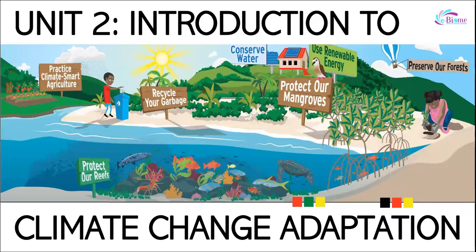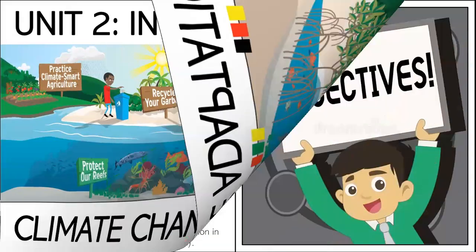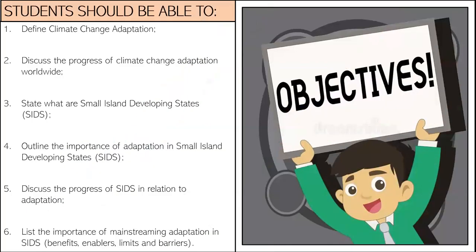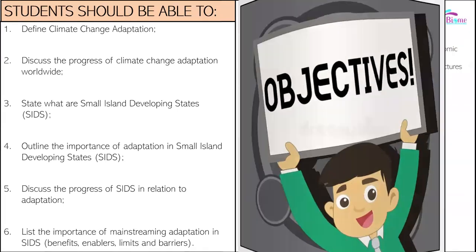Today we're going to be doing Unit 2, Introduction to Climate Change Adaptation. At the end of this lecture, students should be able to define climate change adaptation, discuss the progress of climate change adaptation worldwide, state what are small island developing states, outline the importance of adaptation in small island developing states, discuss the progress of SIDS in relation to adaptation, and list the importance of mainstreaming adaptation in SIDS, or what we call small island developing states. We're going to be talking about the benefits, the various enablers, limits, and barriers.